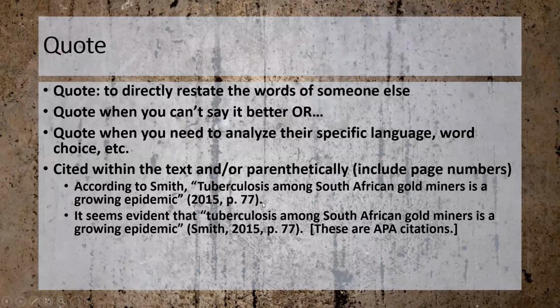And notice the final punctuation that ends the sentence is after the in-text citation. Because if you put it before, that tells us, oh, the sentence is over, right? Here's another example. It seems evident that, quote, tuberculosis among South African gold miners is a growing epidemic, end quote. So notice here, we don't mention the author's name within the sentence, so we do have to include it in the in-text citation. If you included Smith in the in-text citation in the first one, it would just be redundant.